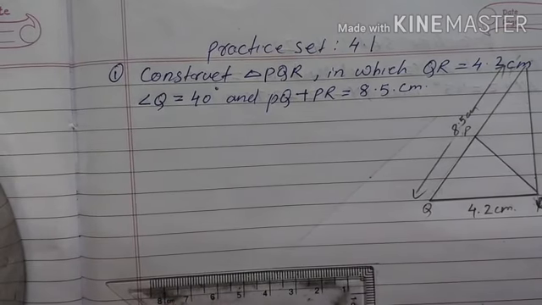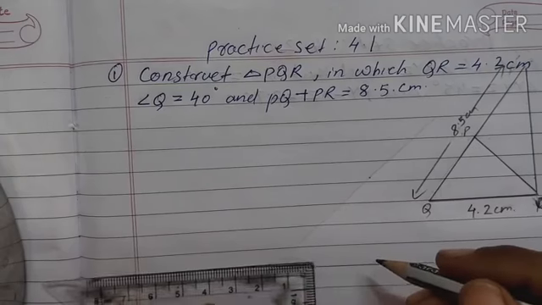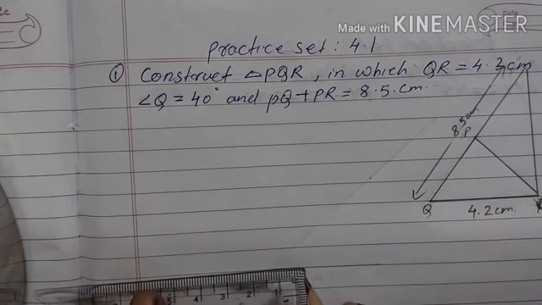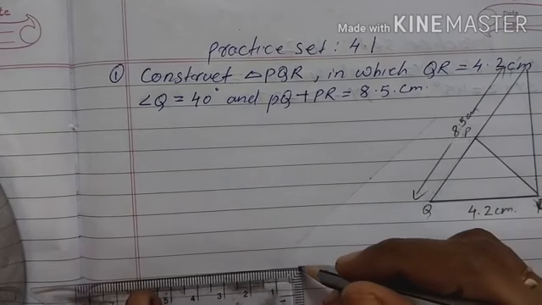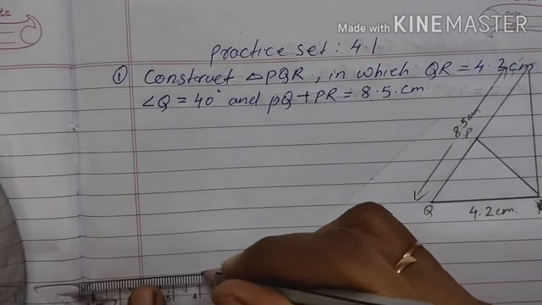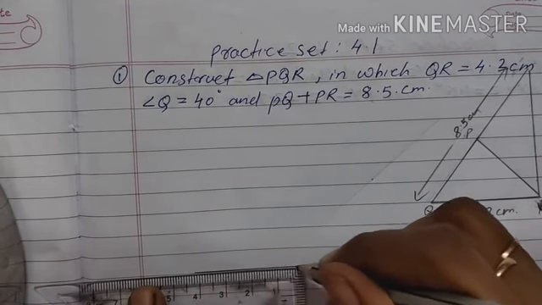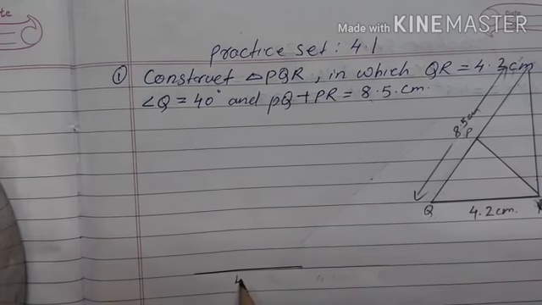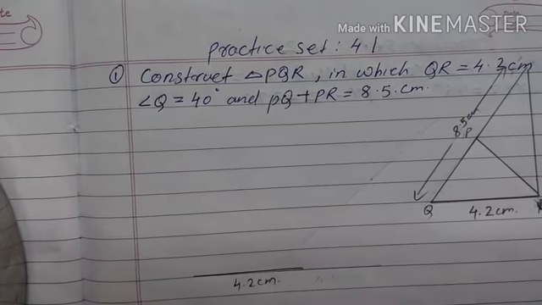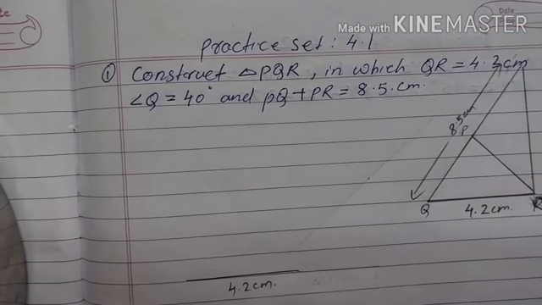As I told you, the first step is to draw the base. So here we have to draw the base QR of length 4.2 by using a scale. So take the scale and draw base QR of 4.2 centimeter. Okay, this is your first step.